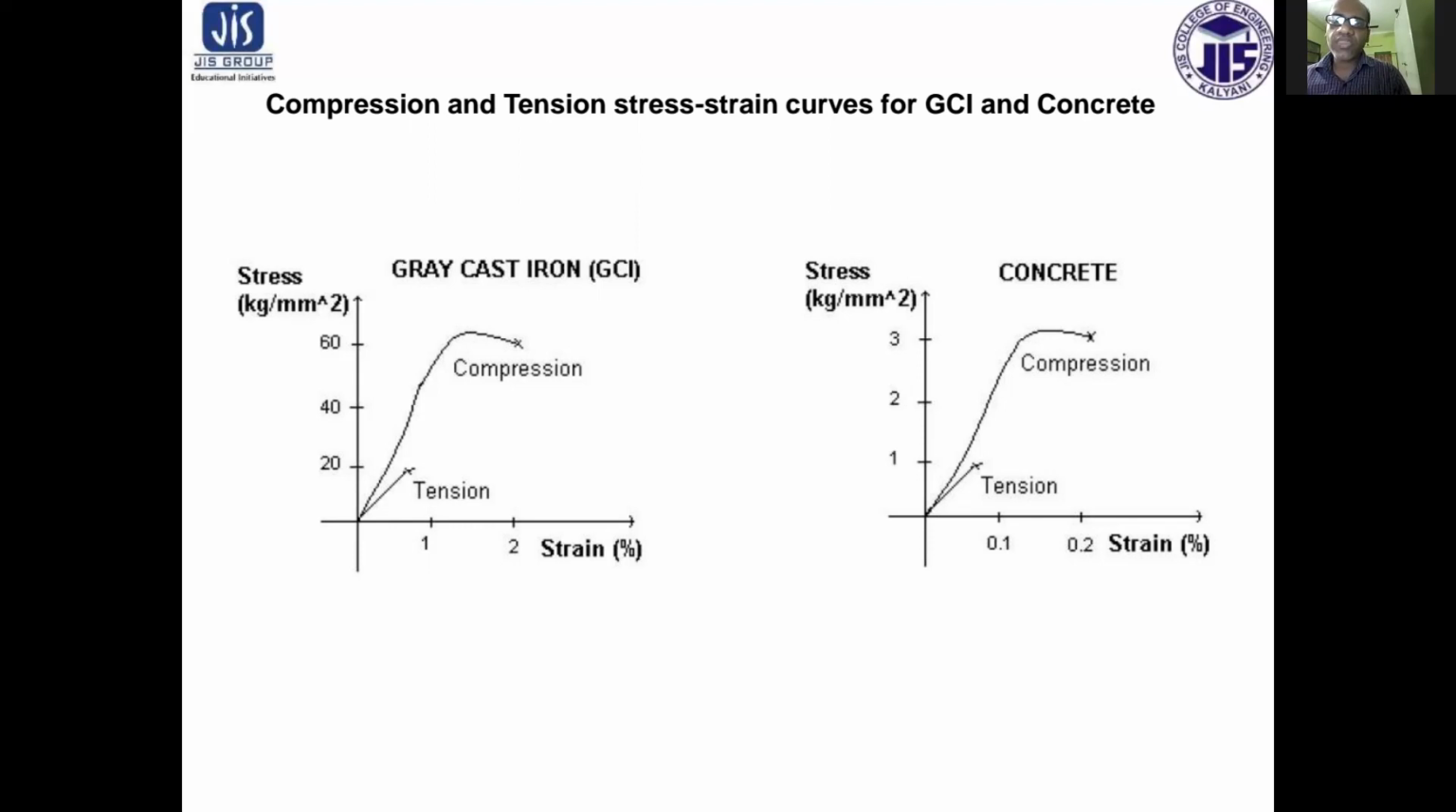But gray cast iron is useful for taking compressive load, and in a compression test it shows much higher strength before failure. Similarly, in the case of concrete also, under tension it fails very easily, and in compression testing it shows a large amount of absorbing strength, absorbing stress, before it fails.